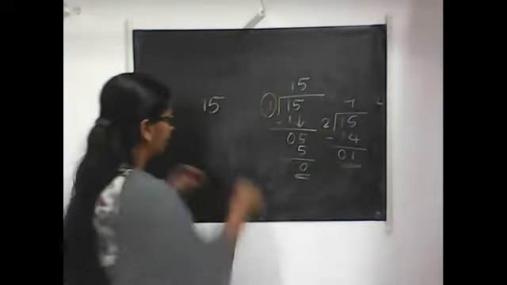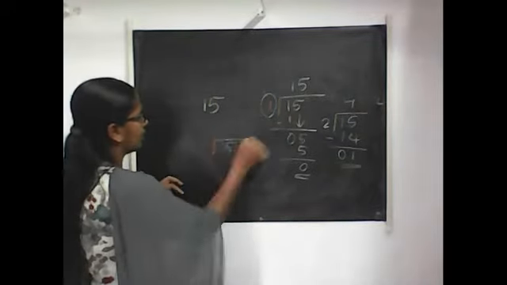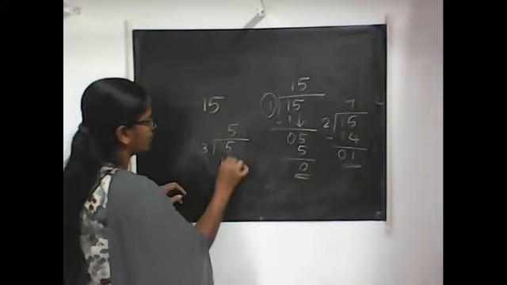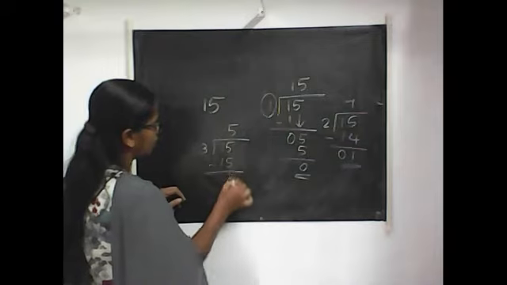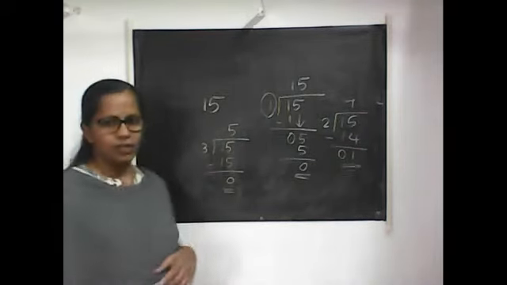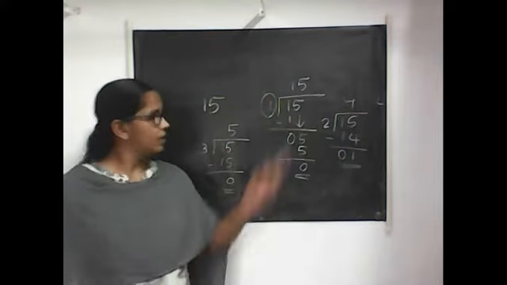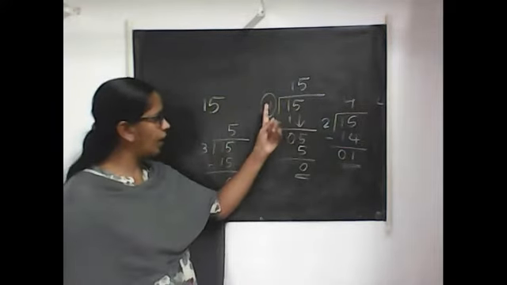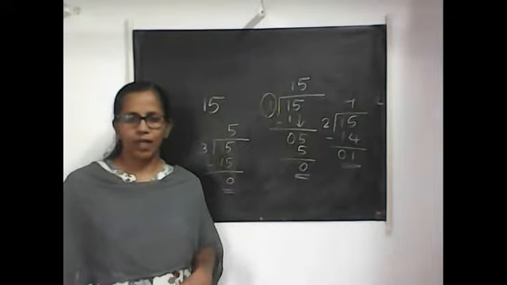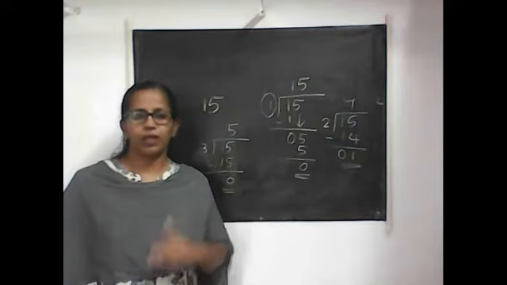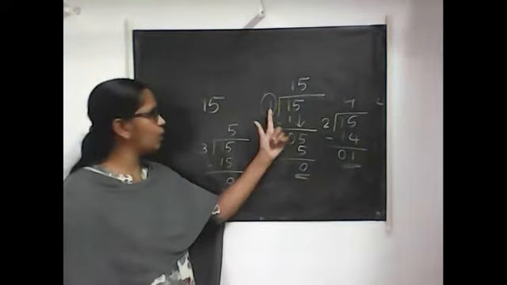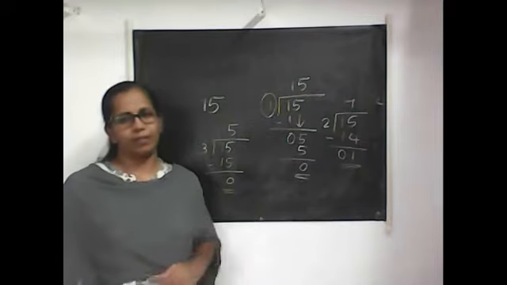Okay. Then again, if you divide 15 by 3, say the table of 3, 5 times 3 is 15. So you got remainder 0. That means 3 is a factor of 15. This is another way to find the factors. Take the number and divide it by 1, 2, 3, 4 like that. When you are dividing, if the remainder is 0, that means the divisor that we use is a factor of the given number.